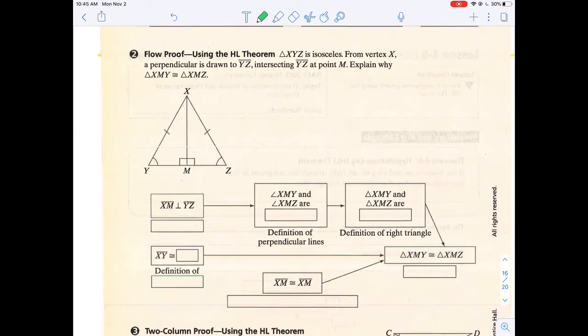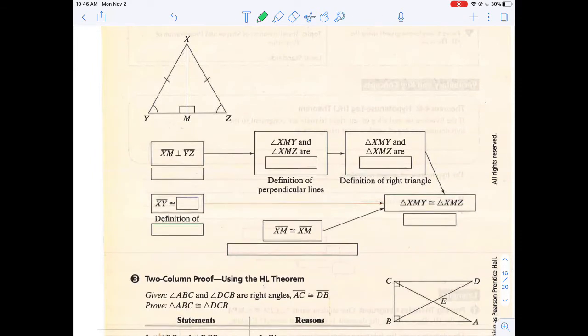Okay, number 2 is a flow proof. We know triangle XYZ is isosceles. From vertex X, a perpendicular is drawn to YZ, intersecting YZ at point M. Explain why the triangles are congruent. So, line XM is perpendicular to line YZ. This was given. They told us they drew it perpendicular.